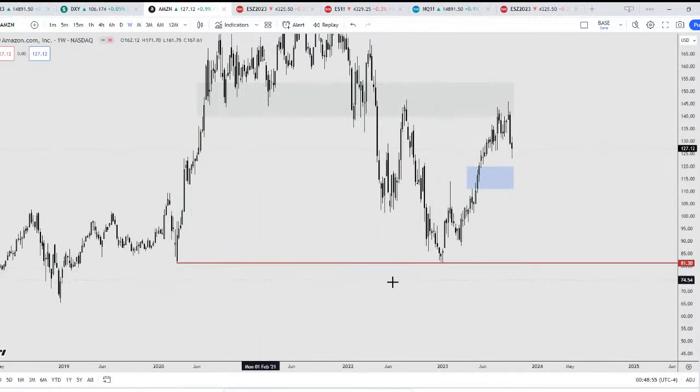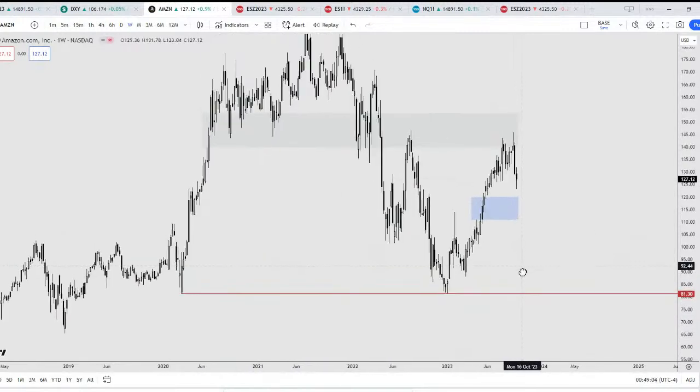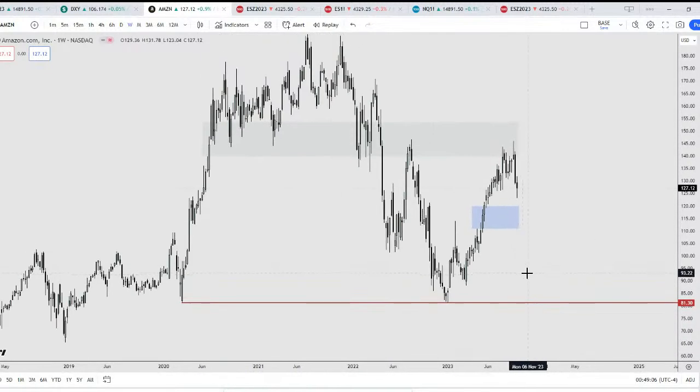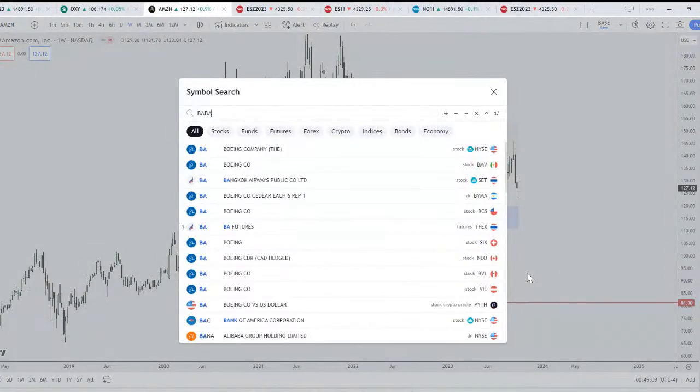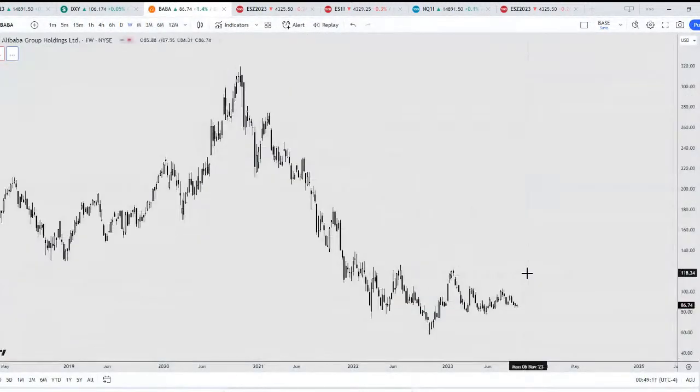So there's a huge liquidity resting below here. See, so eventually it's going to come down here. That's what I'm anticipating for Amazon. Right, so let's move on to Chinese stocks. Let's start off with Baba.